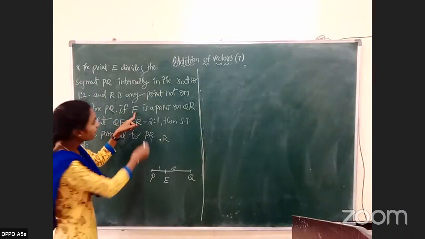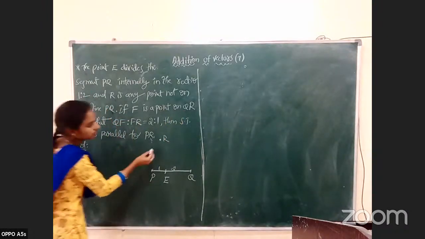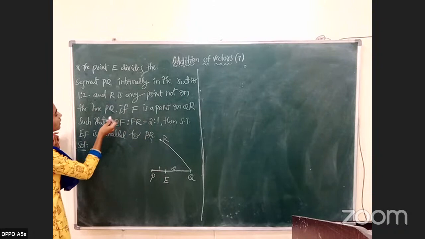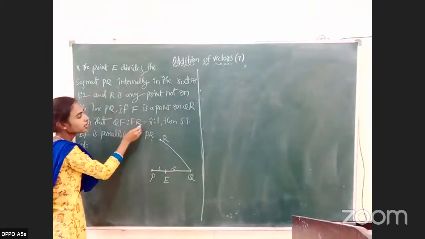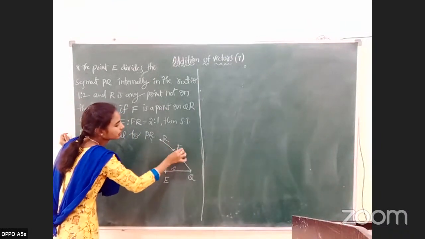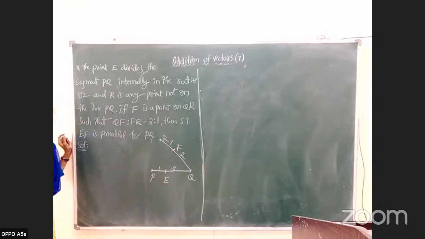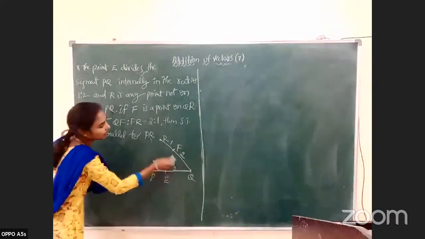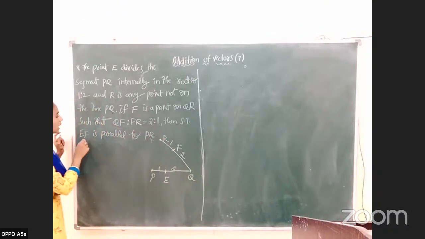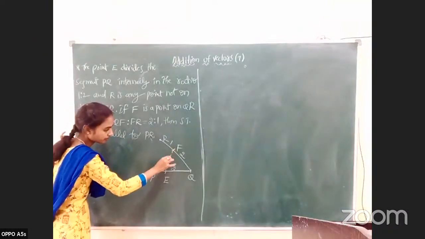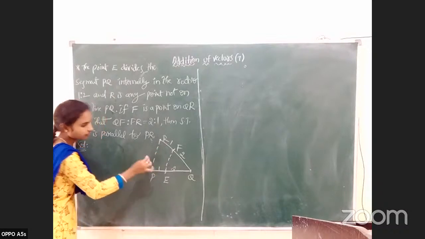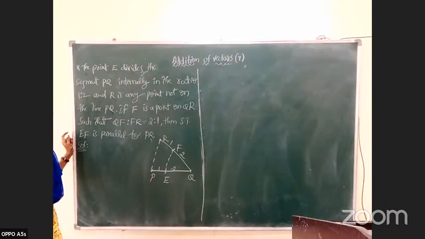If F is a point on QR such that QF is to FR is 2:1, that is, F is a point on line QR which divides QR in the ratio 2:1, then show that EF is parallel to PR. We have to prove EF and PR are parallel to each other.